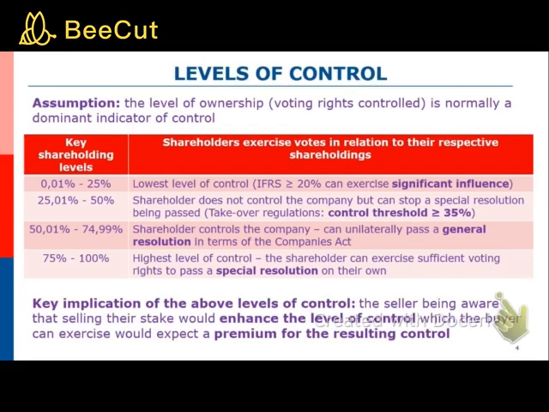And then the last parameter here is 75%, which is what you need to push through a special resolution on your own. So any shareholder owning 75% or more of the voting rights that they therefore could exercise has a very high degree of control, and they would, in acquiring that level of control, need to pay a very significant control premium for that. So as I said to you at the bottom there, in terms of the level of control, the higher the degree of control that they have in terms of the thresholds, the higher the premium typically will become that they need to pay.